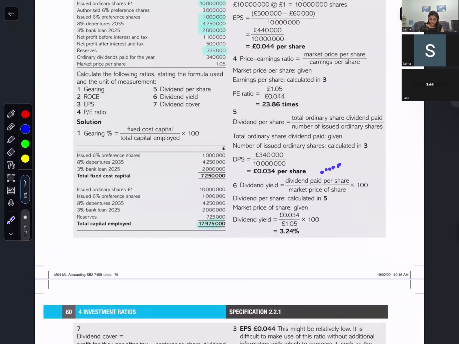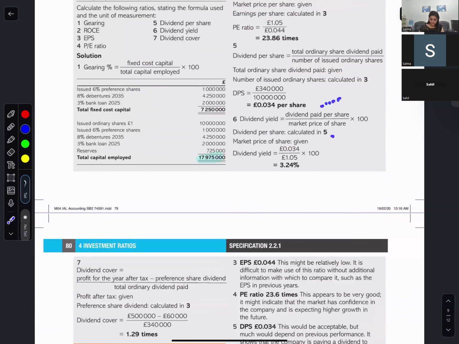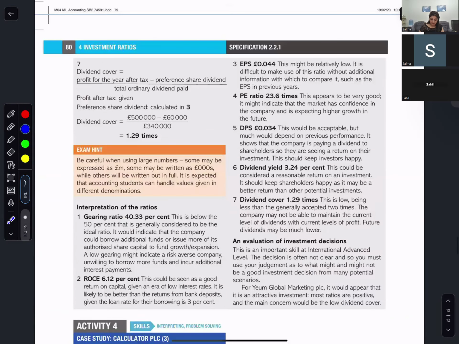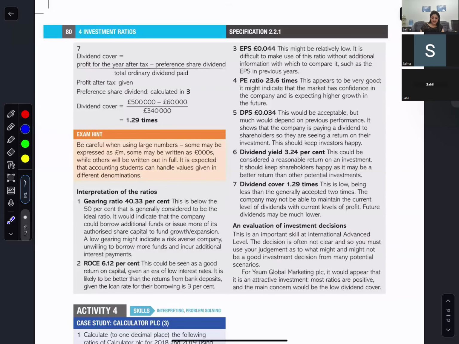Dividend yield ratio. Dividend per share divided by market price. It is a percentage. Okay, come on, tell me what does the gearing ratio tell you?